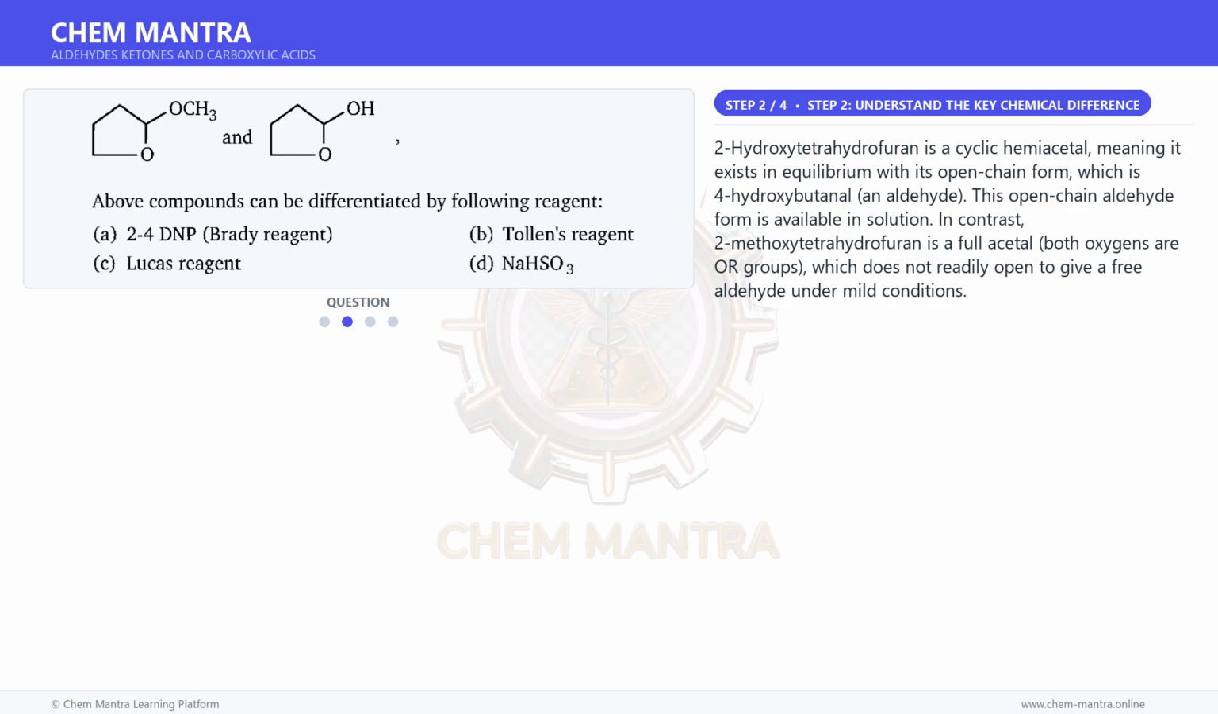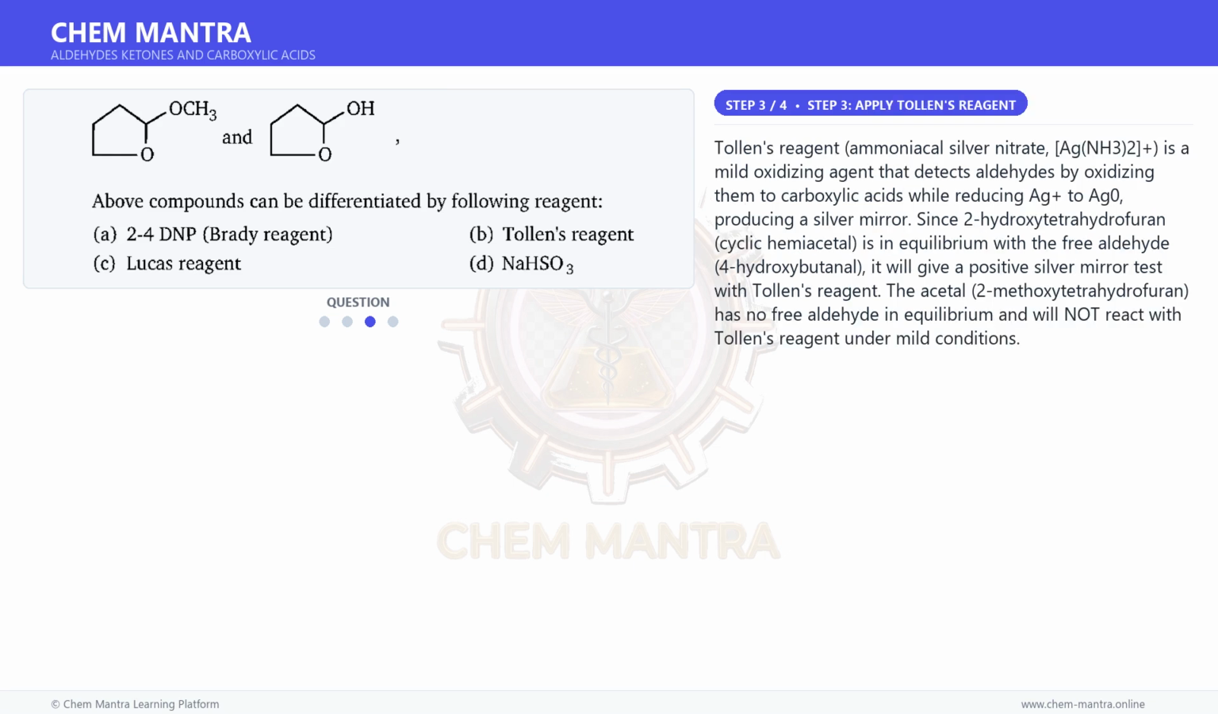Moving on to the next step. 2-hydroxytetrahydrofuran is a cyclic hemiacetal, meaning it exists in equilibrium with its open chain form, which is 4-hydroxybutanal, an aldehyde. This open chain aldehyde form is available in solution. In contrast, 2-methoxytetrahydrofuran is a full acetal. Both oxygens are OR groups, which does not readily open to give a free aldehyde under mild conditions. Moving on to the next step.